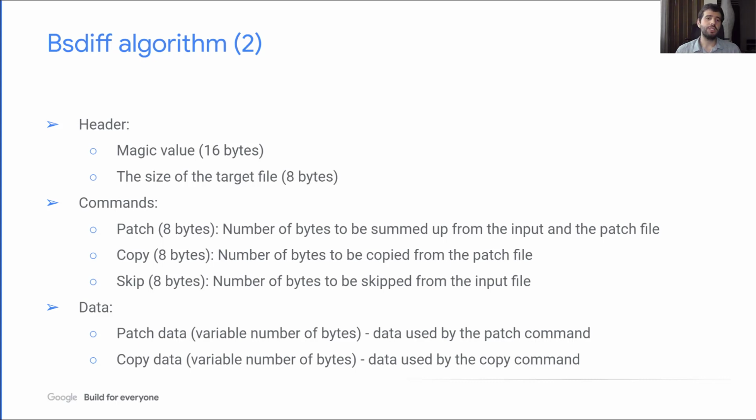And let's see how these commands are working. The patch command is reading the same amount of bytes from the current offset of the patch in the input file. It sums them up and it writes them to the target file. The copy command reads a specific number of bytes from the input file and copies them to the target file. And the skip command updates the offset of the input file to ignore a specific number of bytes from there.